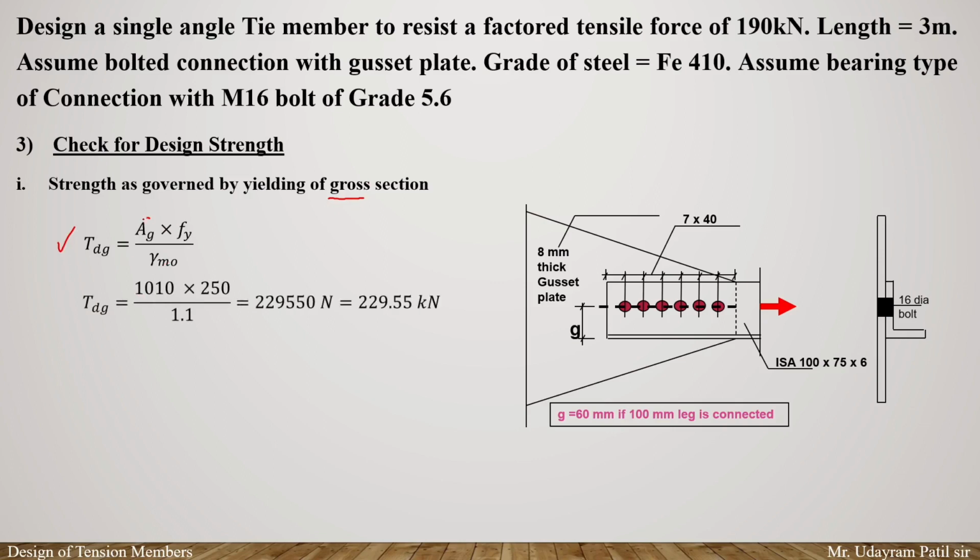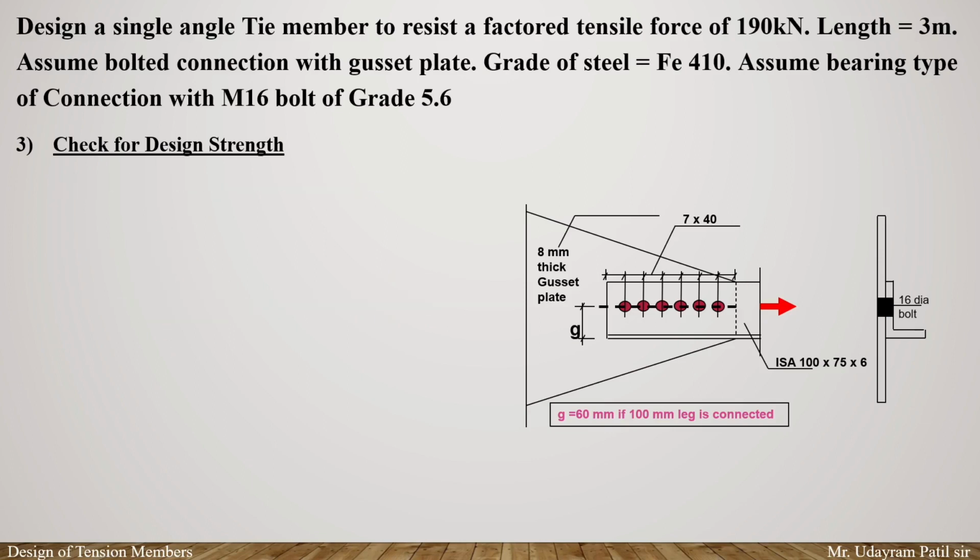Again, here we already know the value of the Ag. The value of Ag, we directly selected the section from Ag itself. So therefore here the value of Ag equals 1010. You know the value of Fy, and the value of gamma m0 is known. If we put that particular value, we directly get the Tdg as 229 kilonewton. Okay, 229.55 kilonewton is the value of Tdg that you get.